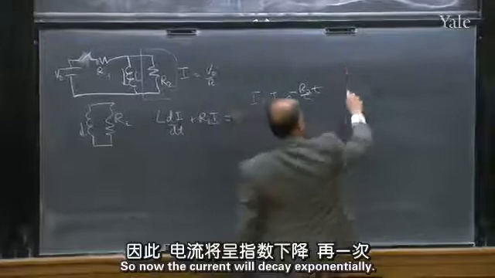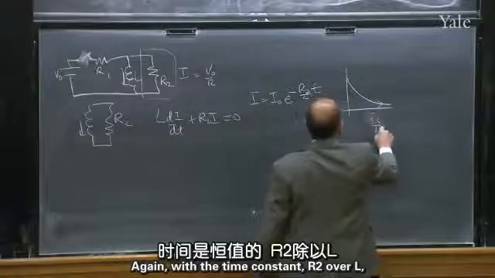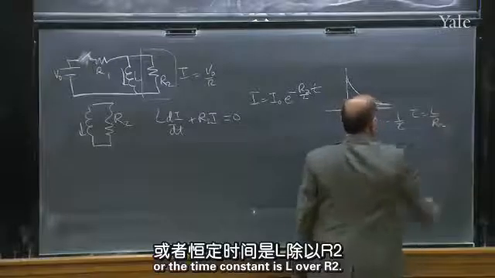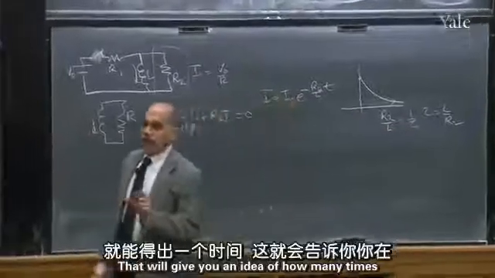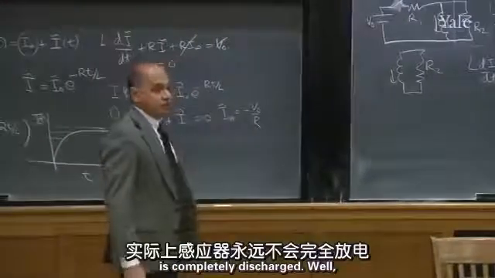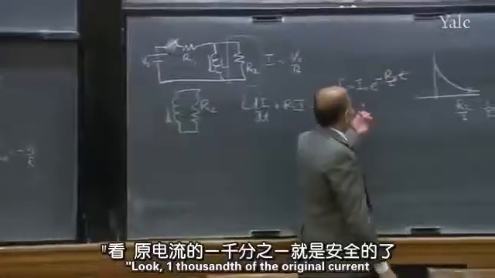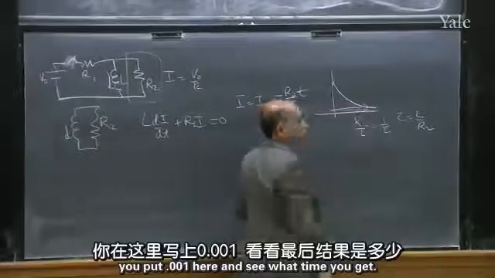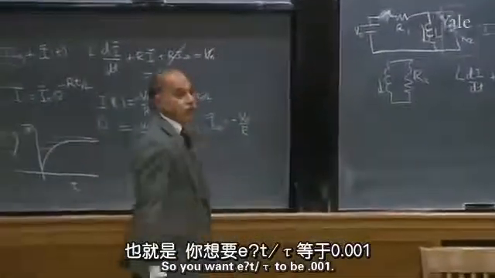So now the current will decay exponentially, again with the time constant. R2 over L is 1 over the time constant, so the time constant is L over R2. So you put L in henries and R in ohms, you'll get some time. That'll give you an idea of how many times that time you have to wait before the inductor is completely discharged. Well, it's never going to be fully discharged. It's going to take forever. But if you say, look, 1,000th of the original current is safe enough, how long do I have to wait, you put 0.001 here and see what time you get. So you want e to the minus t over tau to be 0.001.